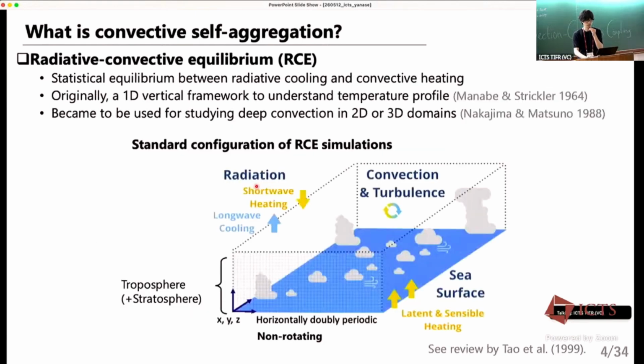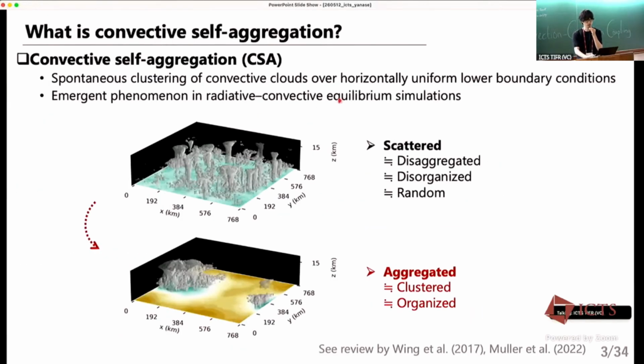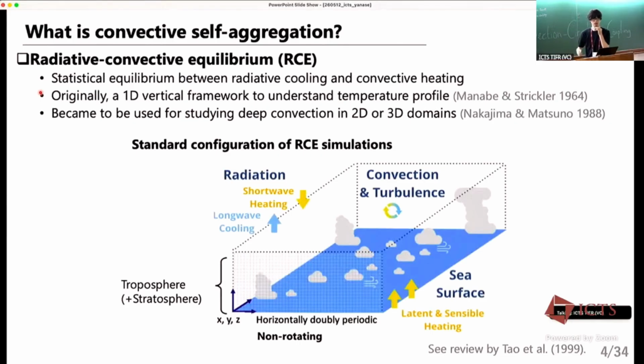As I said, these are simulations of radiative convective equilibrium. So what is radiative convective equilibrium? It is a statistical equilibrium between radiative cooling and convective heating. It was originally a 1D vertical framework to understand the vertical structure of temperature. One classical example is Manabe's early work. But after that, the RCE framework came to be used for studying deep convection in 2D or 3D domains. And Nakajima and Matsuno, 1988, were maybe the first to use the RCE concept to study convective organization.